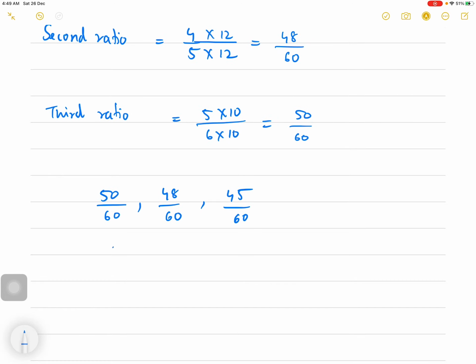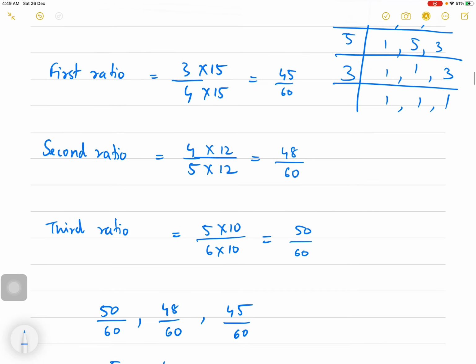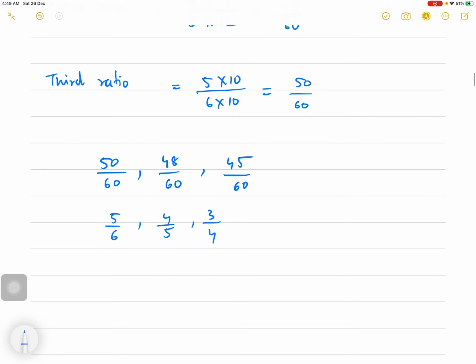So in this order, this is the descending order. So that means 5 by 6, then 4 by 5, and then 3 by 4, right? Or I can also write 5 is to 6, 4 is to 5, and 3 is to 4. So this is in descending order. Okay.